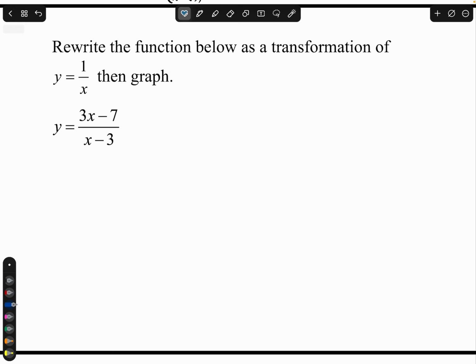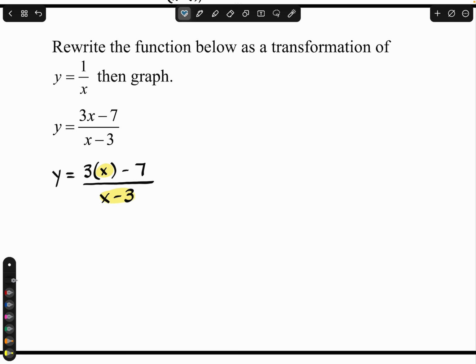So, just a similar problem here, giving us a little practice. It says rewrite the function below as a transformation of y equals 1 over x, and then graph. Okay, so we'll work on this one together. Remember, our first step is to start breaking it apart. I've got 3, and I'm going to put that x in parentheses again, minus 7 over x minus 3. Again, remember, we want what's in here to match what's in here.